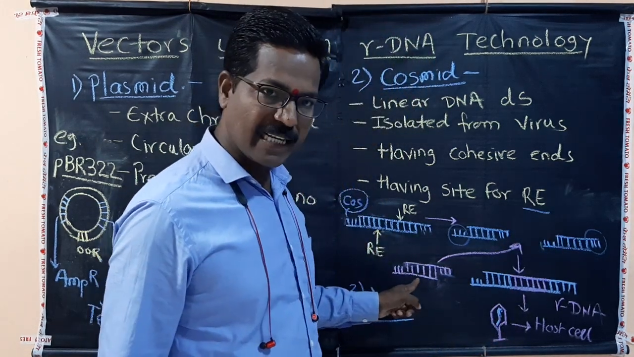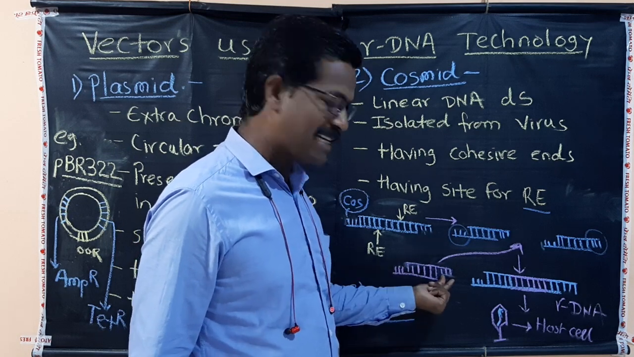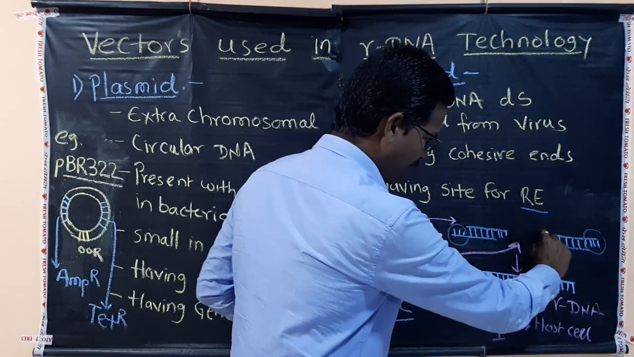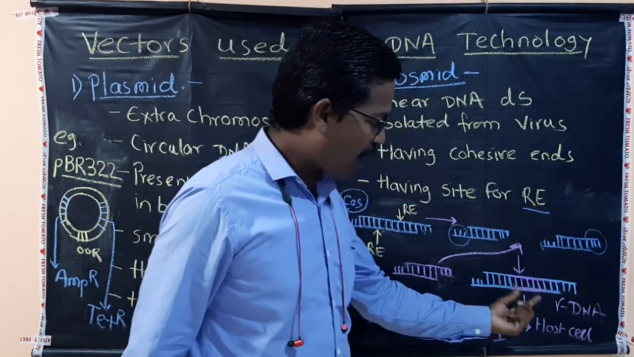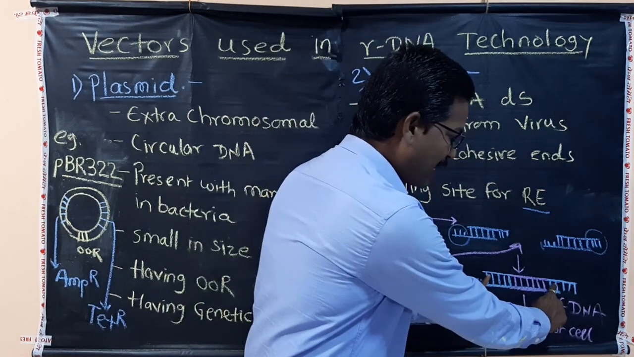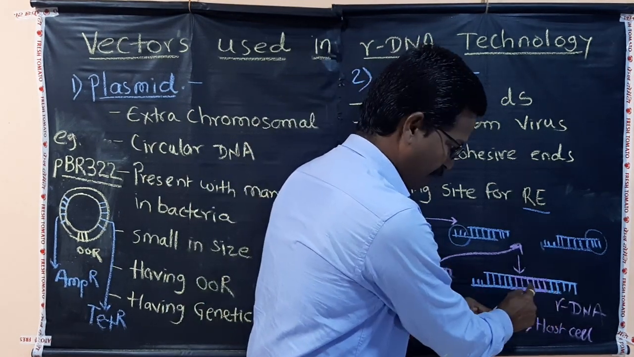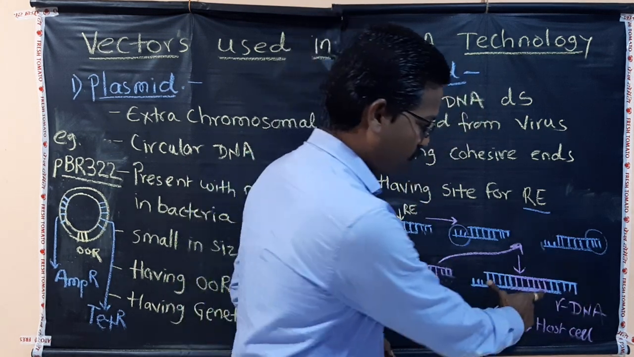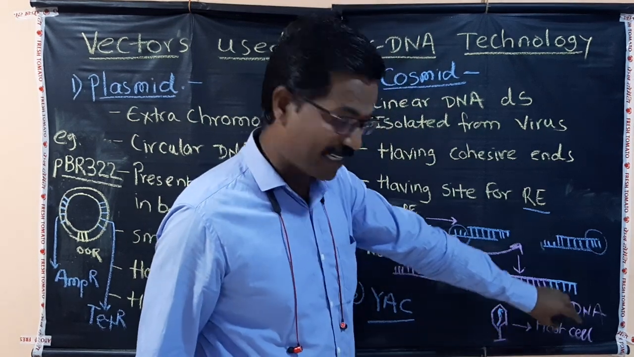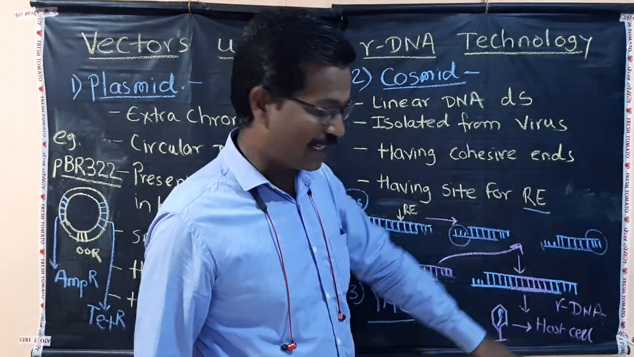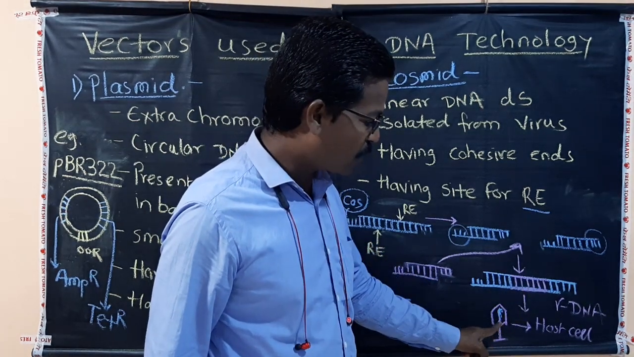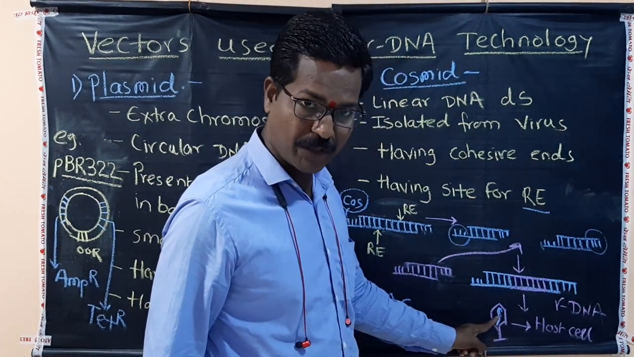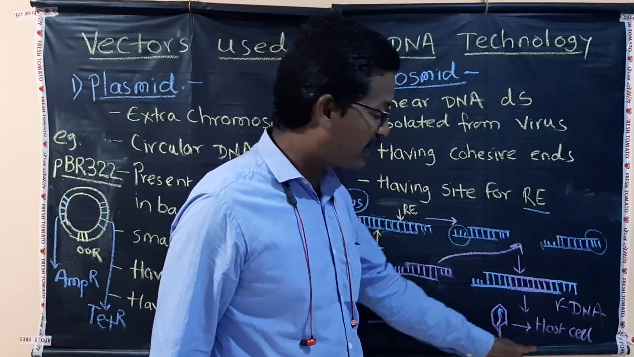Now we have our target DNA, which also has single-stranded extensions. This single-stranded extension merges here, and this one merges here, and a linear DNA is formed. Now your target DNA is sandwiched in between the cosmid DNA. This sandwich DNA produced is called rDNA. This rDNA is linear rDNA. We have to take this linear rDNA and add it into a virus, the bacteriophage, and make this bacteriophage ready to infect a host cell.